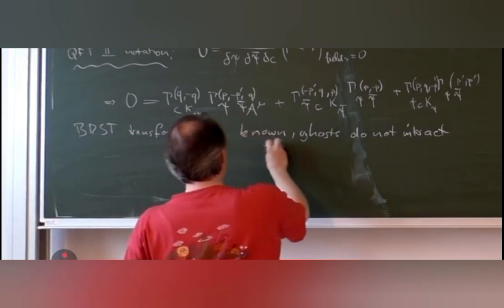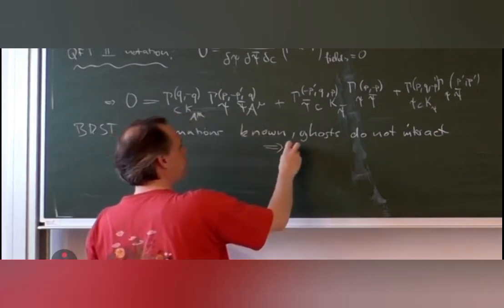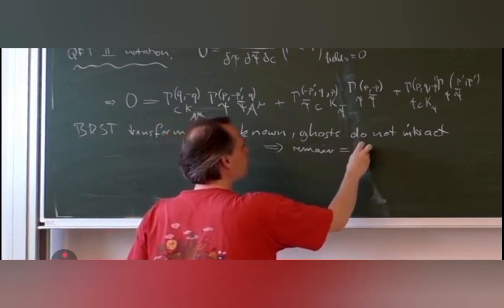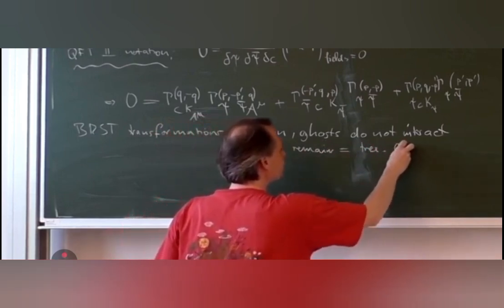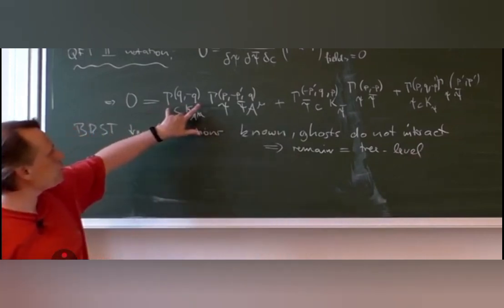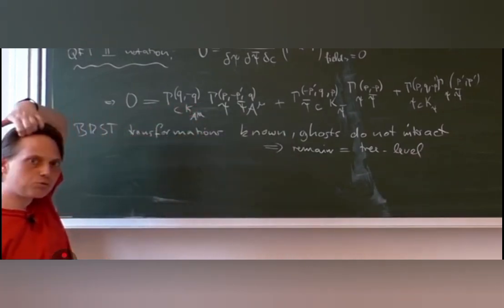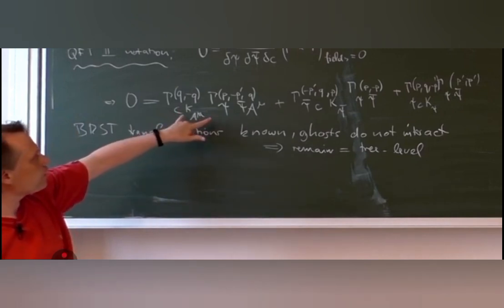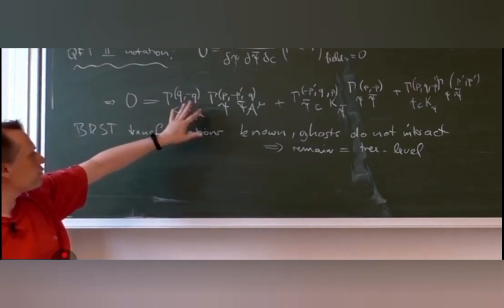And therefore the BRST transformations remain equal to tree level. And then we can plug in what the BRST transformations are at tree level. For those of you who have seen this in the QFT2 lecture, you've seen this a few times. For the others, I will just quote the result.